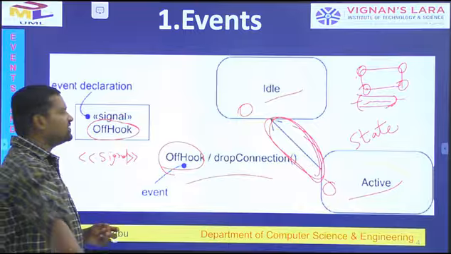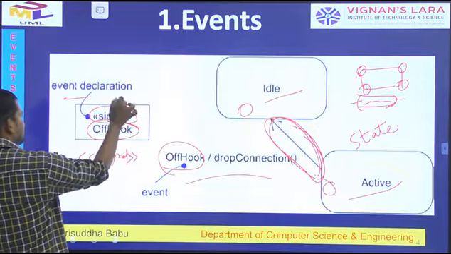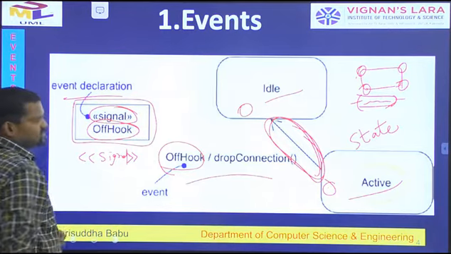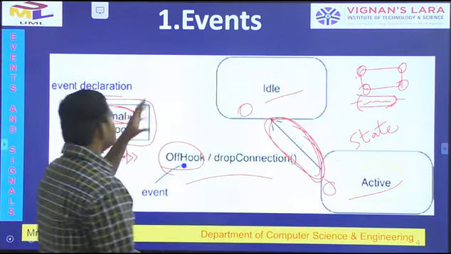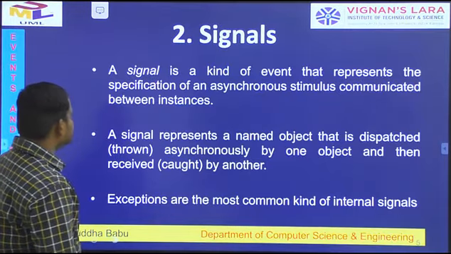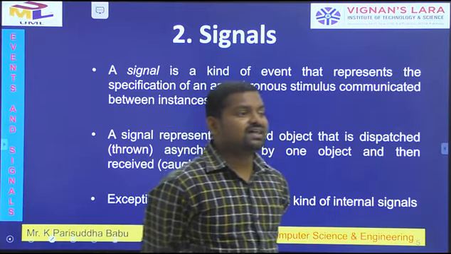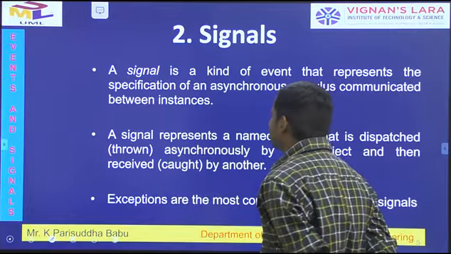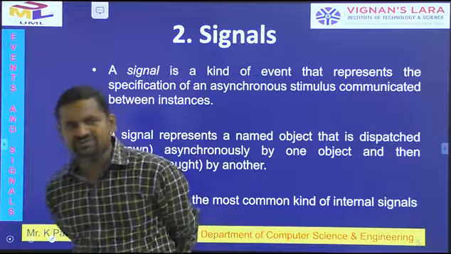The declaration of events in Unified Modeling Language is in a rectangle shape. This is the event declaration. Next, signal. What is a signal? A signal is a kind of event. Signal is also a kind of event.